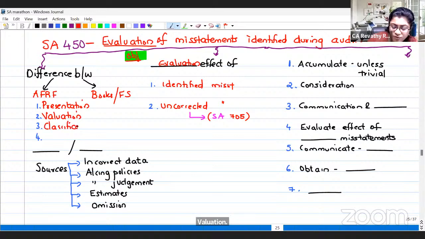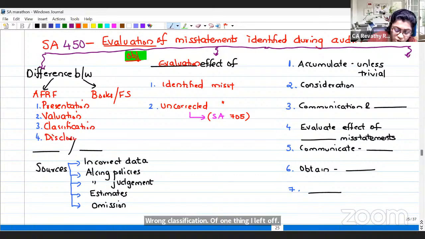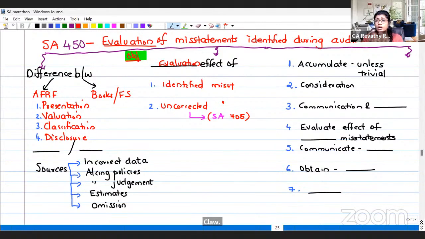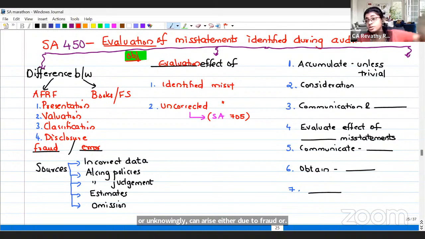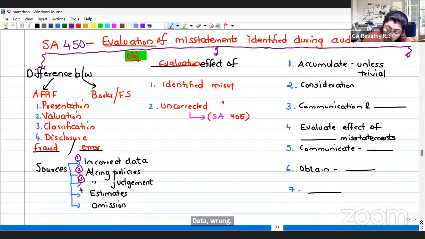One thing I left off: wrong disclosure. It can be knowingly or unknowingly. It can arise either due to fraud or error. Even this question we discussed in the last session. Examples or sources of misstatement: data wrong, policy wrong, judgment wrong, estimate wrong, or omission.